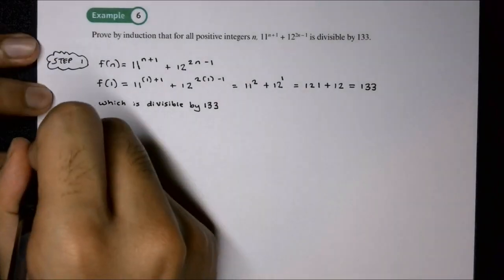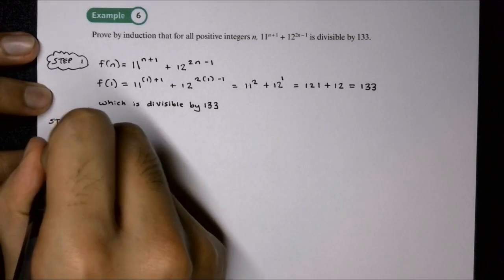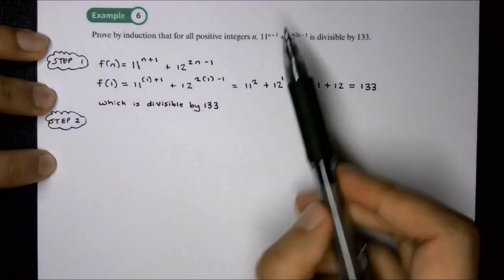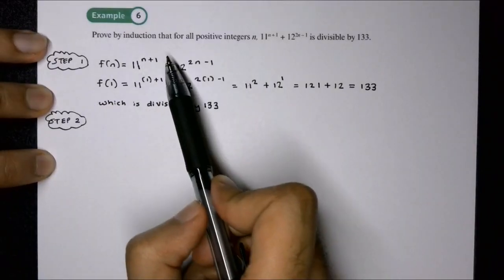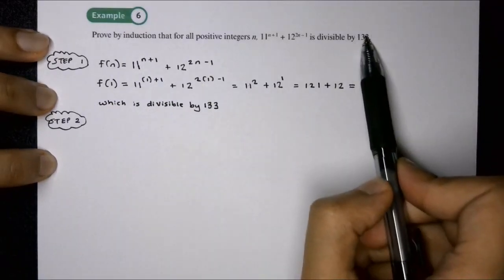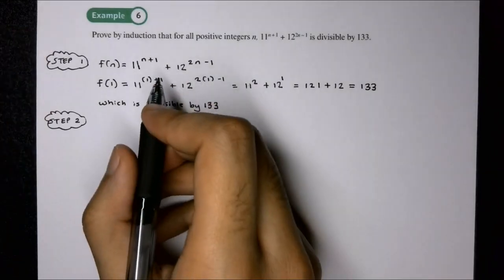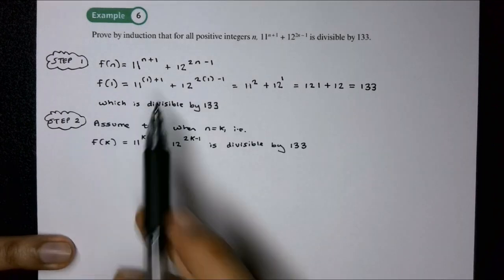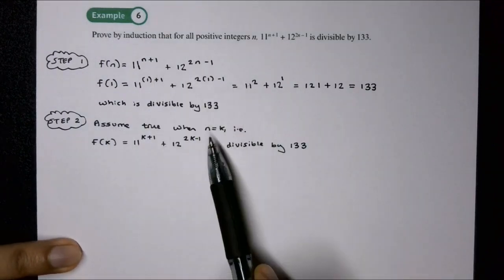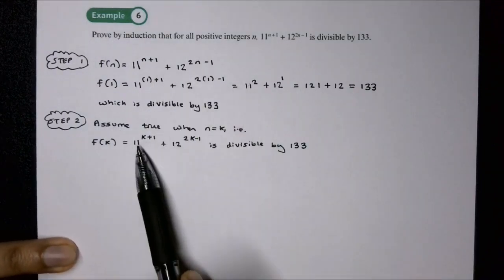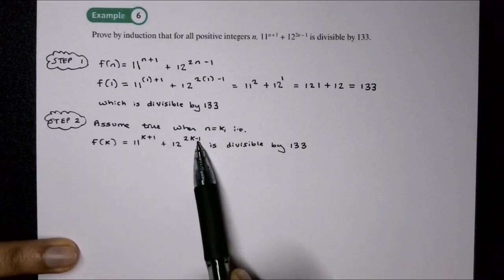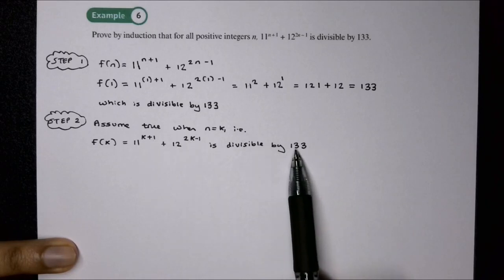For our second step, that's the assumption step, where we will assume that this result over here is divisible by 133 when n is equal to k. So we will assume that this result is true when n is equal to k. In other words, f of k equals 11 to the power of k plus 1 plus 12 to the power of 2k minus 1 is divisible by 133.